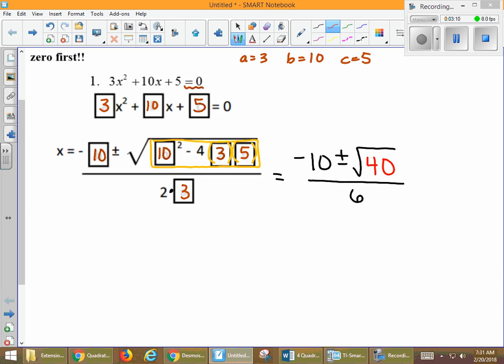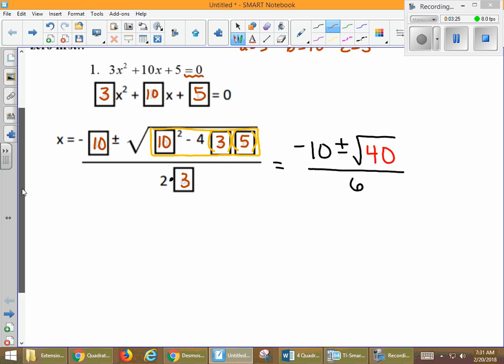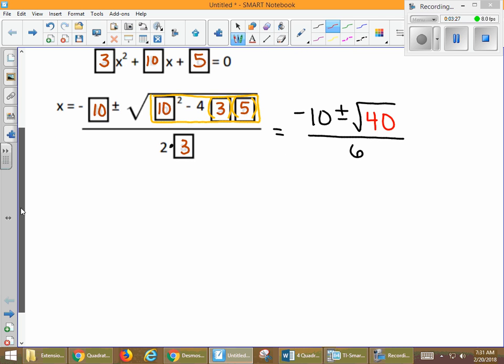We can simplify it. We can simplify the square root. We can simplify the fractions. But that's a really nice exact answer. Again, for a lot of these problems that we talked about on the first day in the notes, if you graph them, you would get a decimal answer. Most of these are going to be problems where you're not going to get a nice answer like that exactly. But the nice thing about quadratic formula is that it always works.